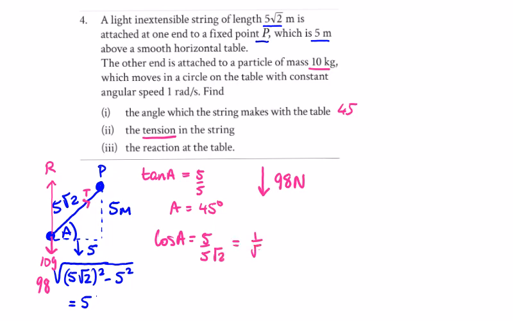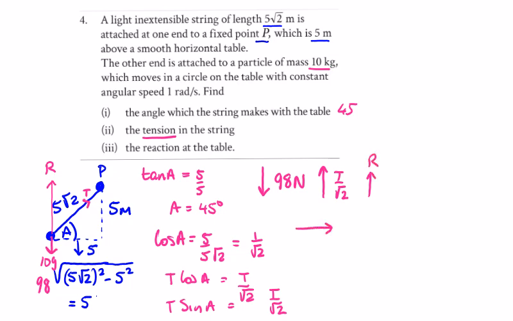1 over root 2. So in terms of T, T cos A is equal to T over root 2, and the sine will be the same. T sine A is also T over root 2. So going up in this direction, we have T over root 2. Coming down, we have 98. And going up, we have R. And in this direction, we have centripetal force.